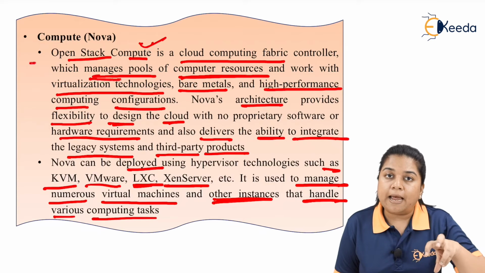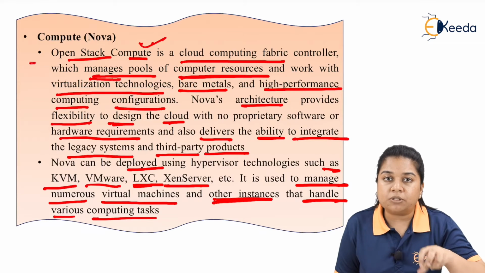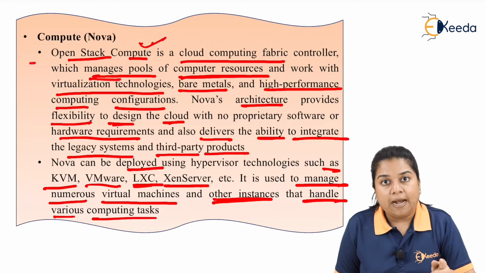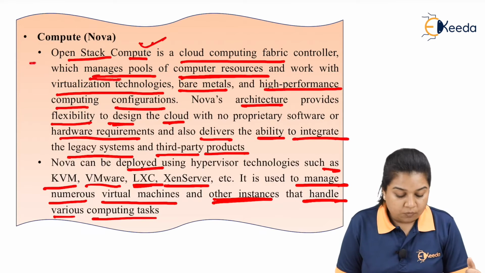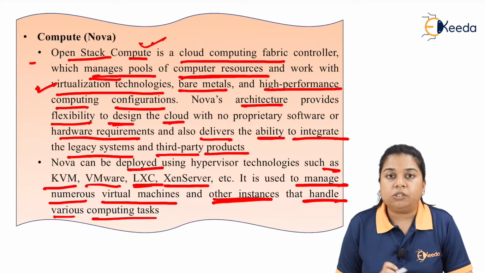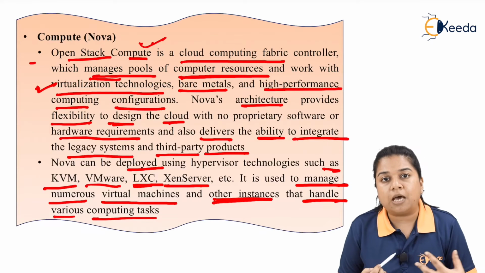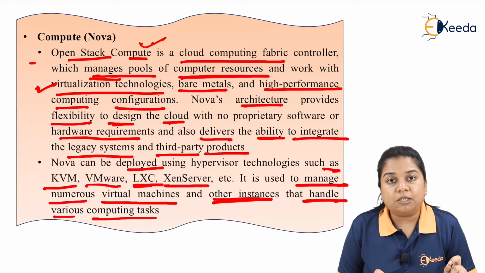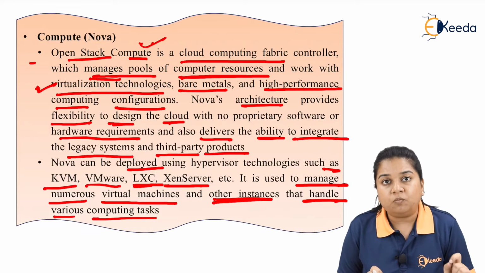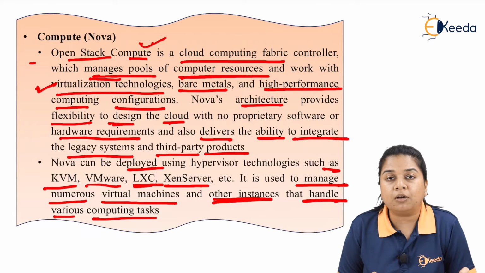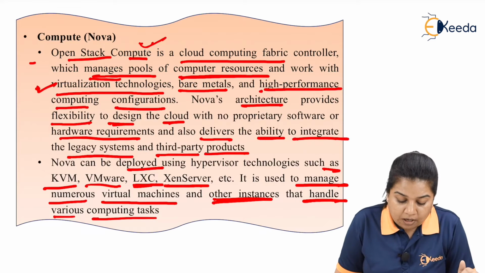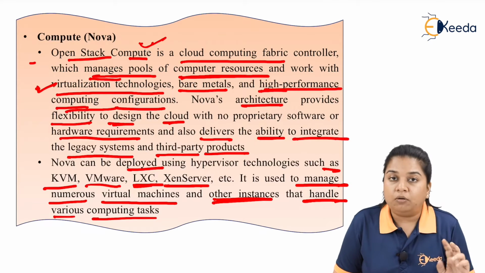What are these computing resources? Those that work for the computational operations, and it works with virtualization technologies such as hypervisors, etc. Then bare metal is considered to be a type 1 hypervisor which helps in virtualization, or creating virtual machines, for the resources or physical underlying hardware. And high performance computing configurations.